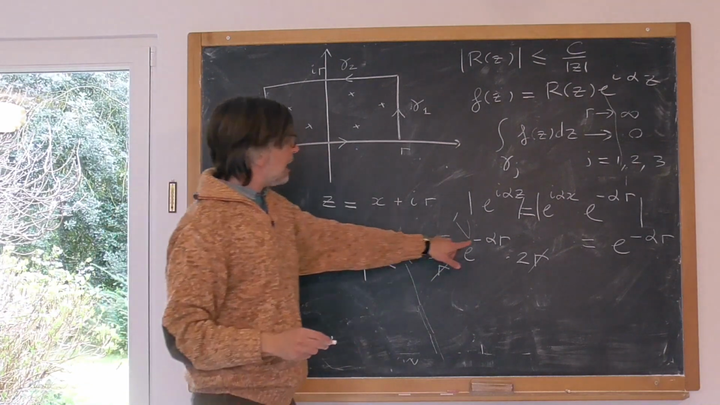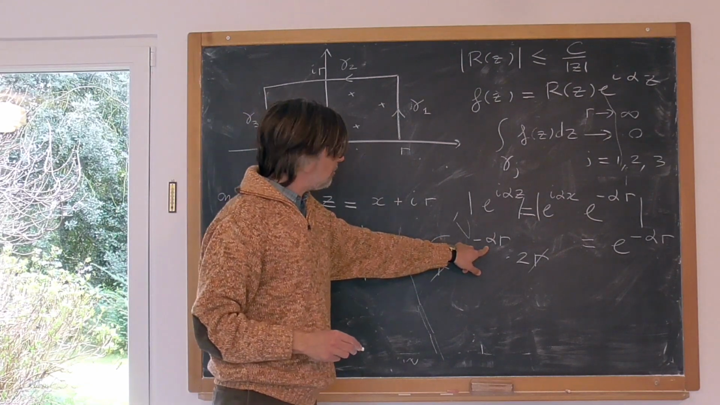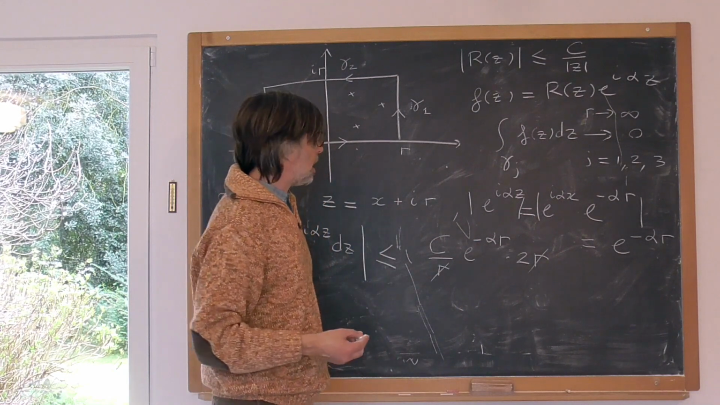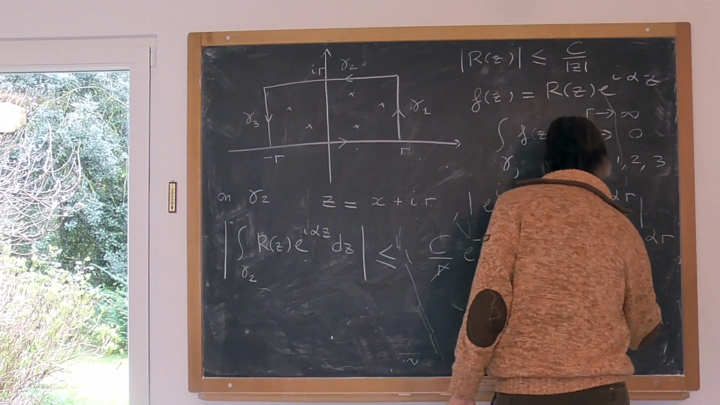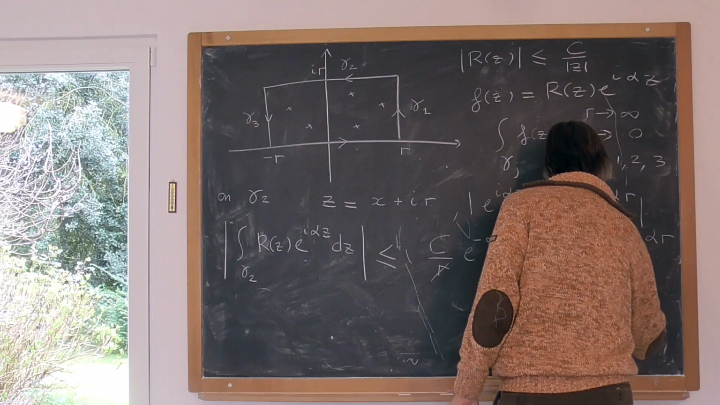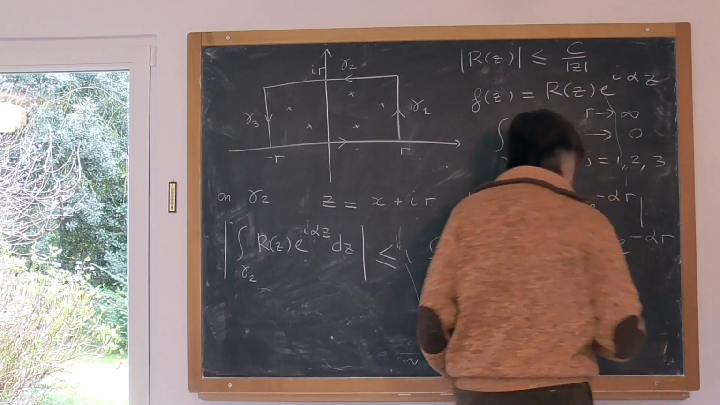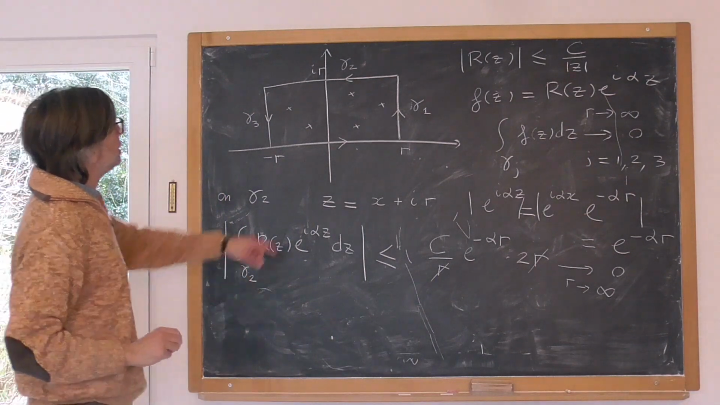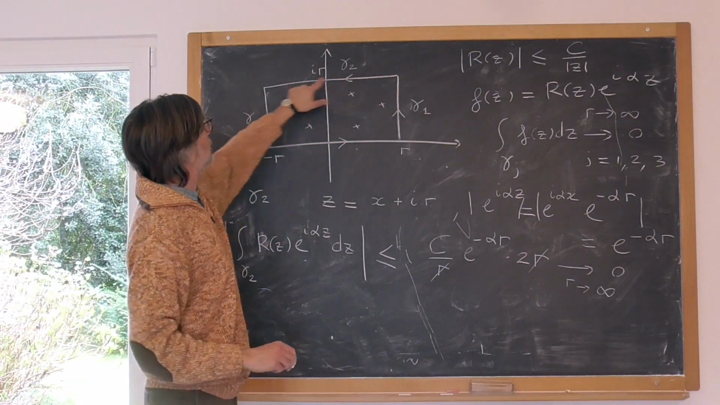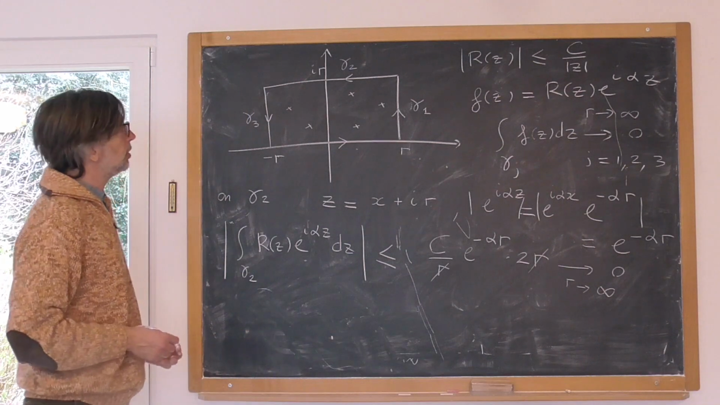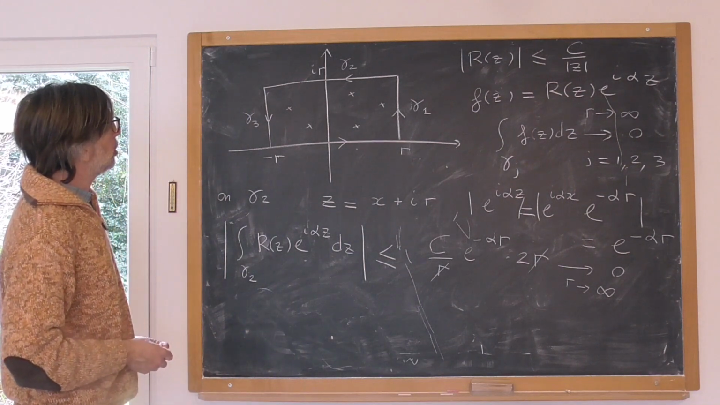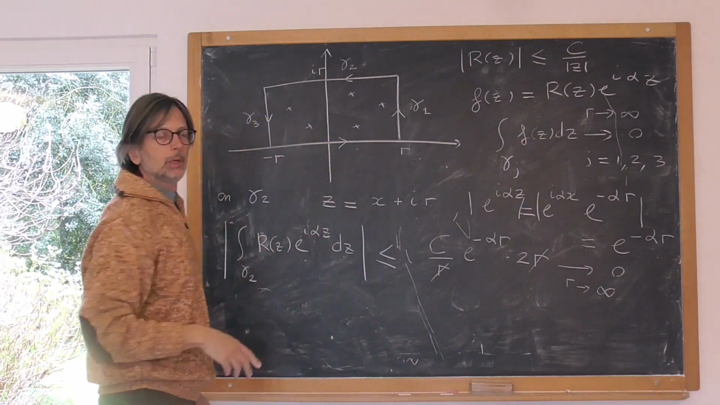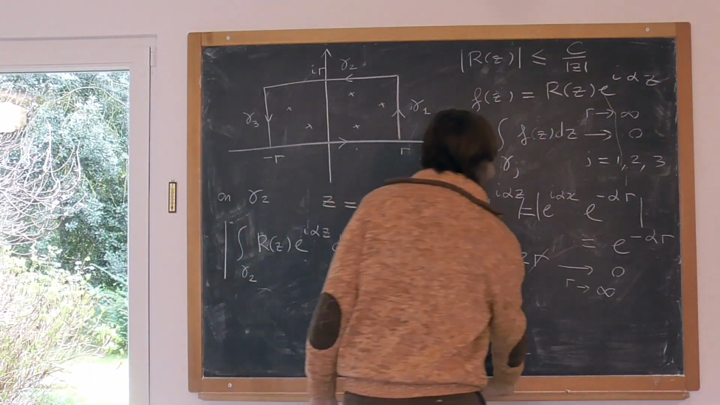And now alpha was by assumption a positive number, so e to the minus alpha r goes to 0 when r goes to infinity. So everything here goes to 0 for r going to infinity. Okay? So this shows that the integral on this horizontal part goes to 0. Now let's work with the vertical parts. Let's do gamma 1, gamma 3 is analogous.